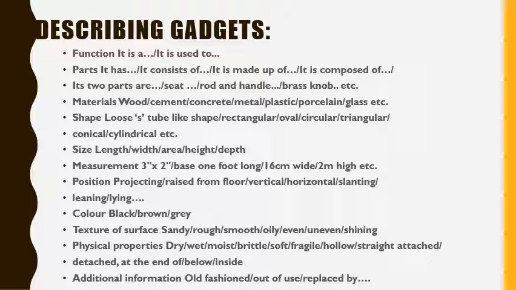Then what are the parts? It consists of, it is made up of, it is composed of, you have to say it has these and these parts. It is made up of steel, plastic, glass. Then its two parts are rod and handle, brass knob, seat, which are the parts of this gadget. Then what material is it made up of? Wood, cement, concrete, metal, plastic, porcelain, glass, etc.